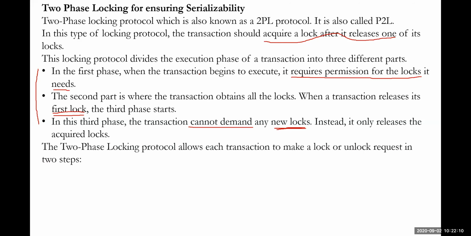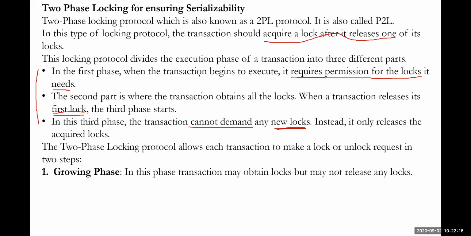Then what exactly will two-phase locking be? Two-phase locking is done in two steps. Step number one, the growing phase. In the growing phase, it may acquire or obtain all locks.